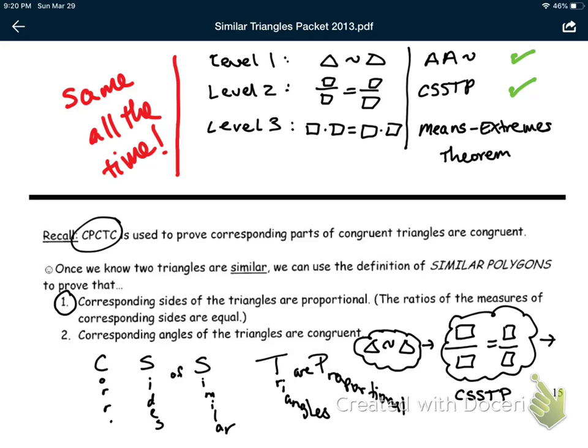If your proof statement has a cross product in it, then you have to go all the way to level 3, which means you need to show AA, then show CSSTP, and then carry it all the way to means extremes theorem. So if you have to prove level 2 or level 3, you must prove all the levels that come before it. And those 3 levels will always follow each other in the same order, with the same reasons all the time. So this right here on the top is something that should be memorized.